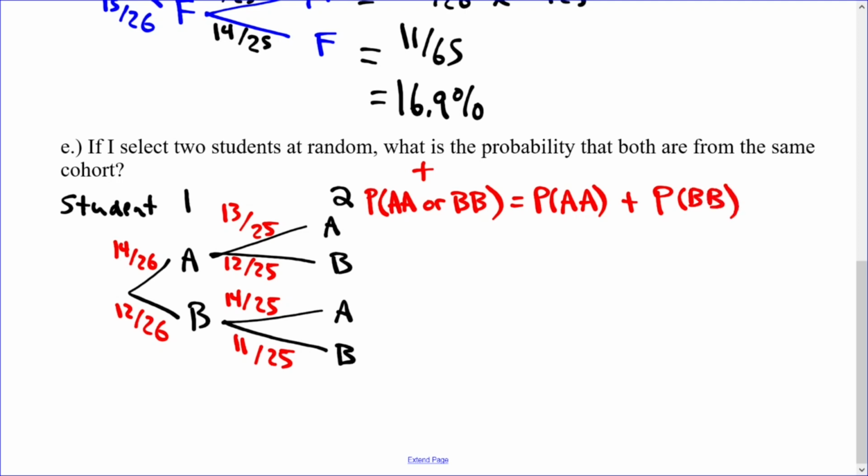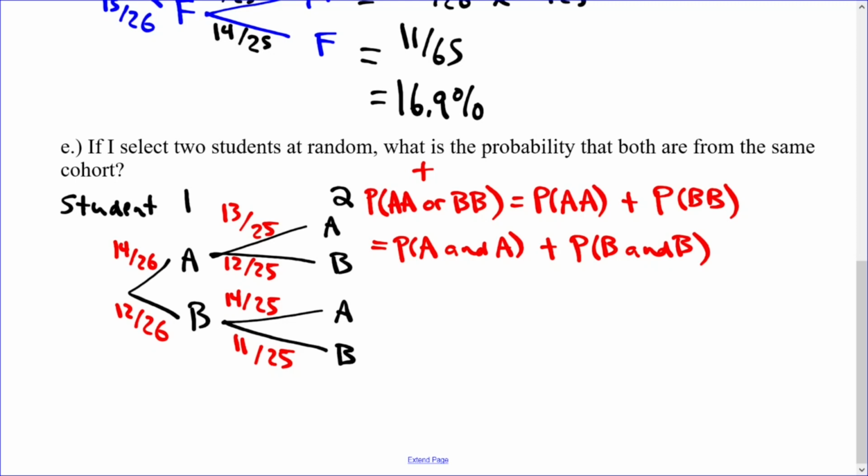Now let's break that down a little further. The probability of AA, actually I'm going to rewrite this a little bit. Actually, that's fine. We can work with it that way. So probability of AA means the first student was from A and the second student was from A, plus probability of being from B and the next student was from B. And the probability of the second student being from A depends on the first student being from A or not. The outcome of the first event is going to influence the outcome of the second event. So these are dependent probabilities. So we're going to be multiplying and having conditional probabilities.